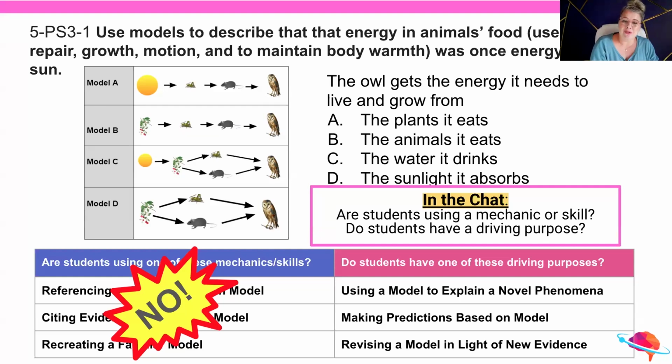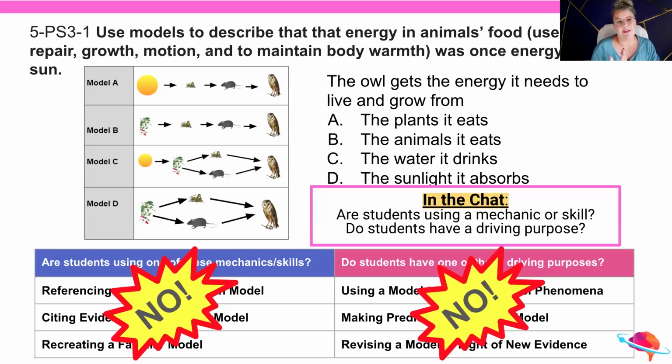So generally speaking, do students have one of these driving purposes? No. Whether or not this is novel phenomena, we're not making predictions, we're not revising the model. So one, we're not actively using the model, and two, students don't have a driving purpose behind the model as well. So we're going to go with a no and a no on that one. Thank you so much for participating. I tried to make this one a little tricky on purpose. Let's go ahead and look at another example.